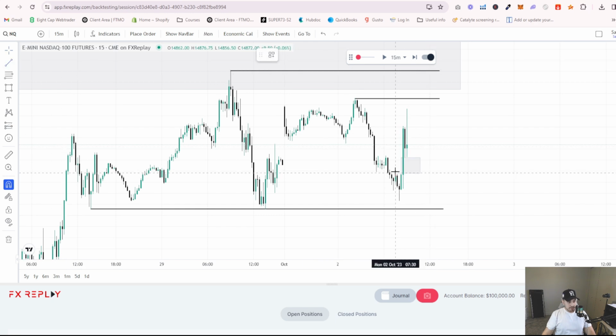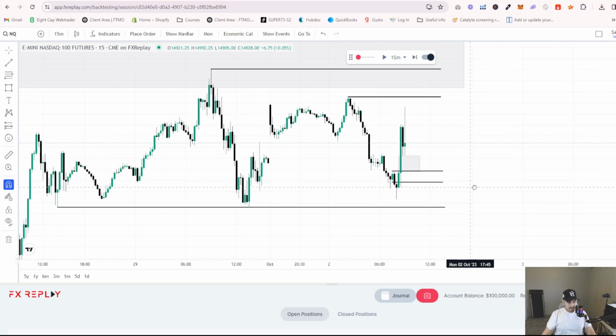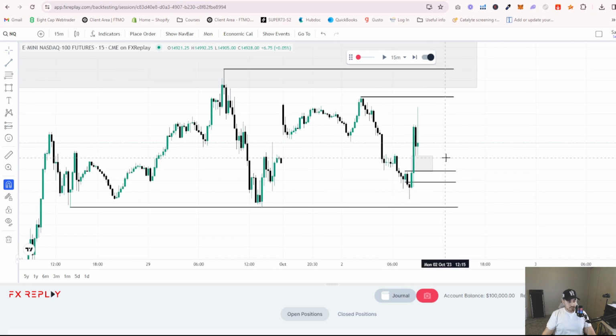So there's a few ways you guys can go about this. You could start marking out your breaker block and your fair value gap. And personally, this is just what I do. I like to start getting into a position at the fair value gap. I really don't like waiting for a tap into the breaker block. I really just set limits in the fair value gap, but you guys could definitely stack limits into them.